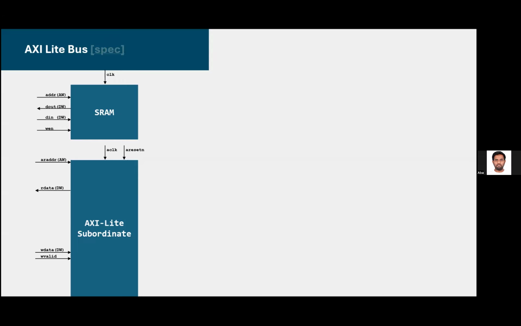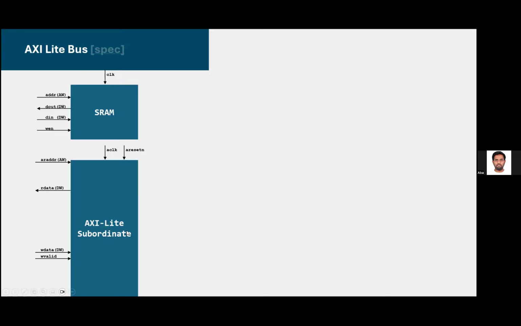So you can consider any subordinate as an SRAM, for the sake of simplicity. Basically any subordinate behaves like a memory. That's why we say it is memory mapped. Okay, so let's see how that works. Now let's compare this SRAM and an AXI subordinate.